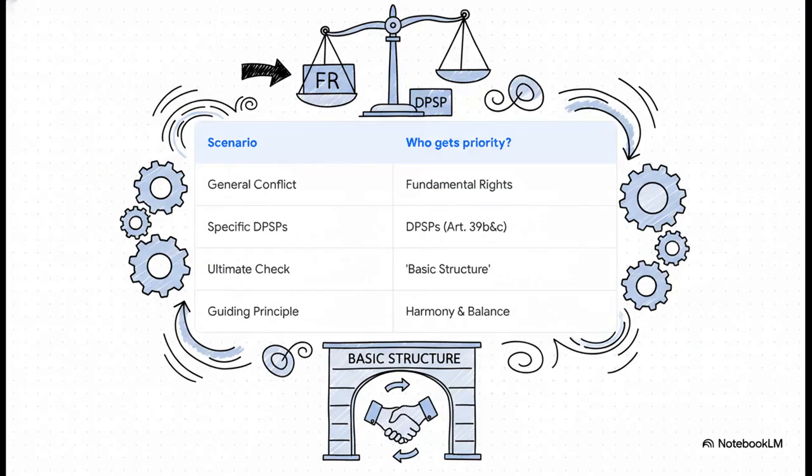What's the deal today? Well, the general rule is this: fundamental rights are supreme, period. However, the court did make a very specific exception for a couple of directive principles, mainly the ones that are about preventing wealth from piling up in the hands of a few. If Parliament passes laws for those goals, they can sometimes override the rights to equality and freedom. But, and this is a big but, the ultimate safety net is always that basic structure doctrine. The court's final message was that the Constitution is built on a bedrock of balance. You can't just tear down one pillar to build up the other.